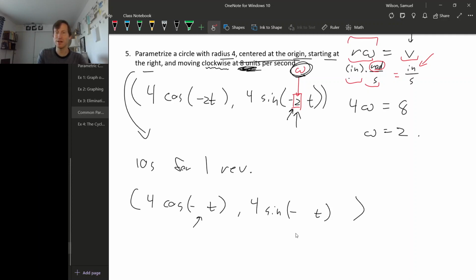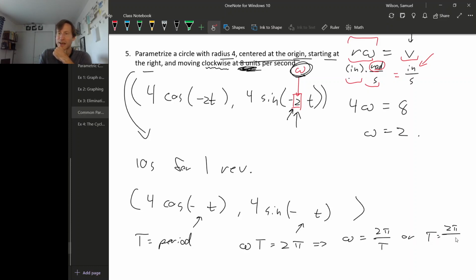So again, we just need to figure out what is the angular speed, the omega that goes in here. And the thing to remember about sine and cosine is the period. Capital T is often the symbol that people use for period. It's sort of unfortunate to have a capital T and a lowercase t running around, but that's what we'll do. The period for sine and cosine is 2 pi, but if you have an angular speed, the angular speed times the period has to be equal to 2 pi. So you can rearrange this, so you either get the angular speed is 2 pi over the period, or the period is 2 pi over the angular speed.